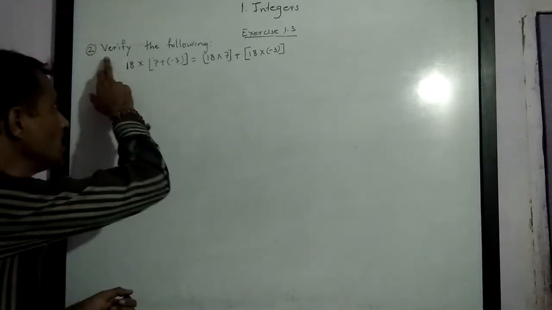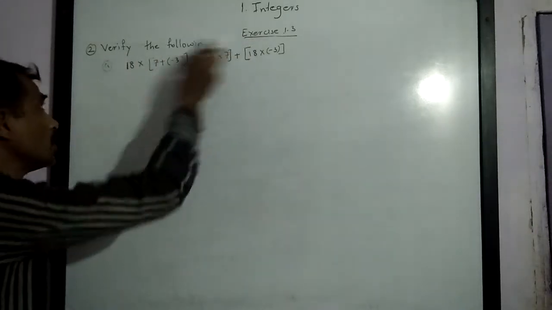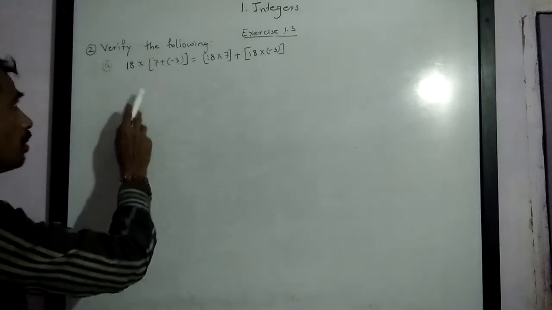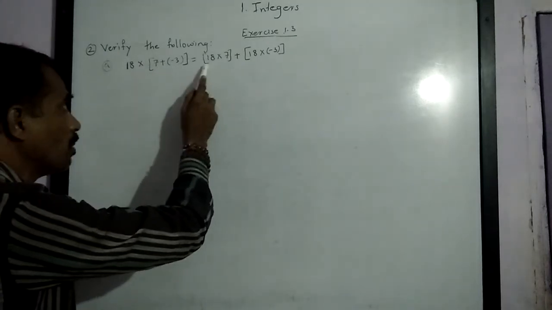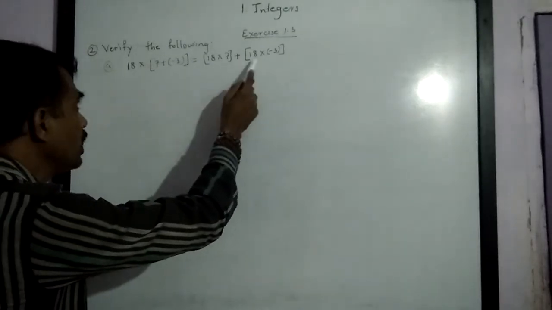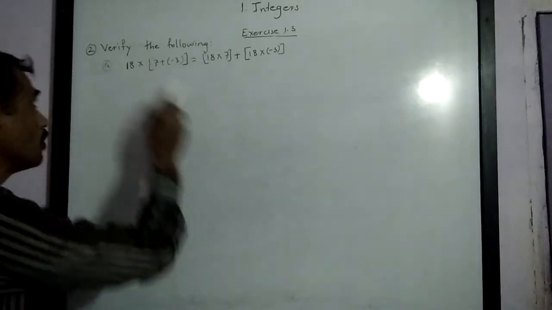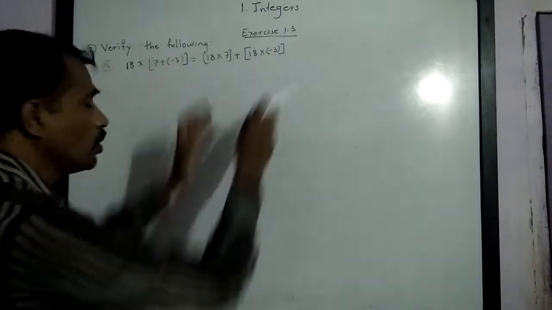Dear friends, second question is verify the following. From exercise 1.3, second question is verify the following. 18 multiplied by 7 plus negative 3 in the bracket is equal to 18 multiplied by 7 in first bracket and 18 multiplied by negative 3 in second bracket. We have to verify whether this side is equal to that side or not.